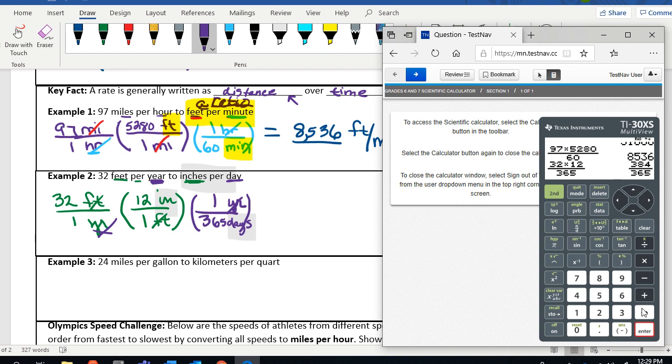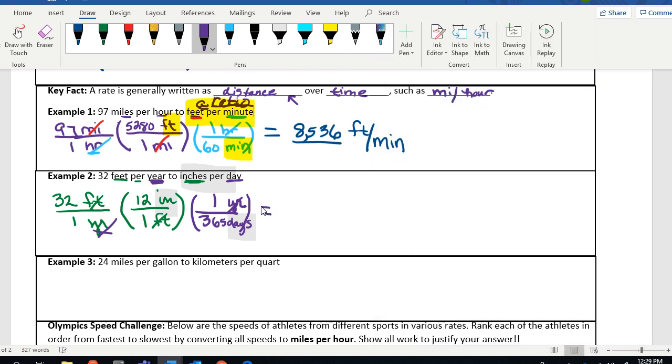Okay, you see this nasty little fraction? I don't want to know what that is. 1.05. That is so small that if you said 1 inch per day, I would be happy with that. Okay? 1.05 inches per day or 1 inch per day. Either way. All right, 24 miles to the gallon.